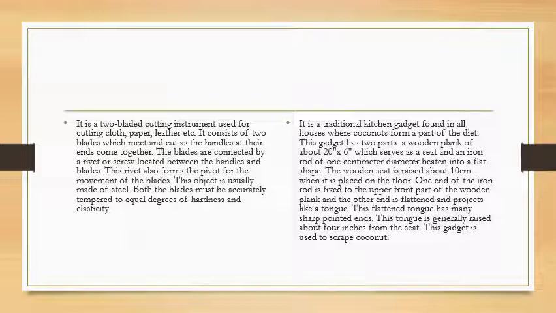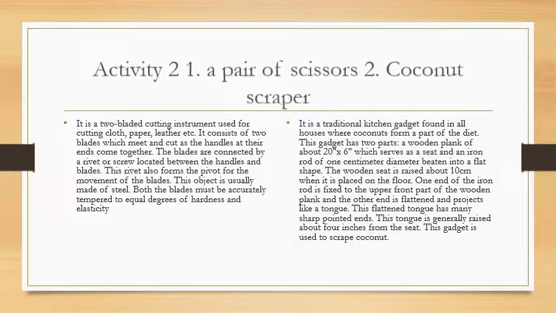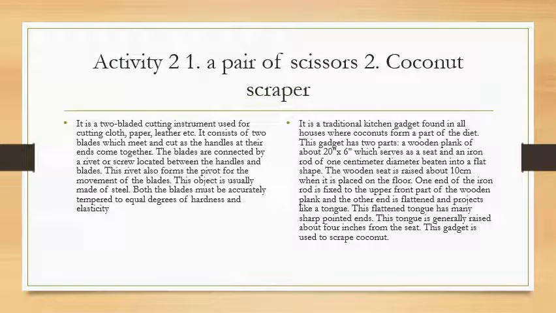This flattened tongue has many sharp pointed ends. This tongue is generally raised about 4 inches from the seat. This gadget is used to scrape coconut. So they have described two different gadgets. One is a pair of scissors. The second one is a coconut scraper.